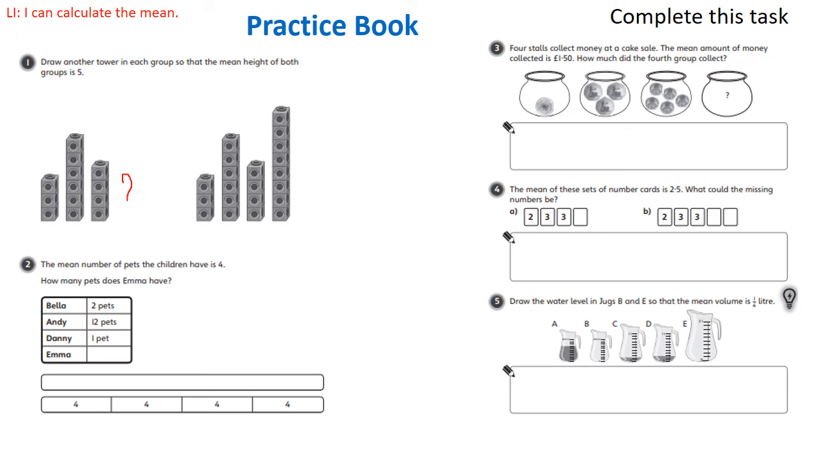So you've got another tower there. So that means you've got 4 towers in total. So, how many bricks are you going to have in total? You're going to have 4 times 5. So 4 times 5 is 20.